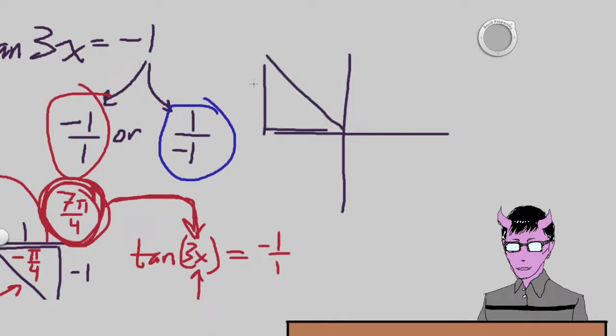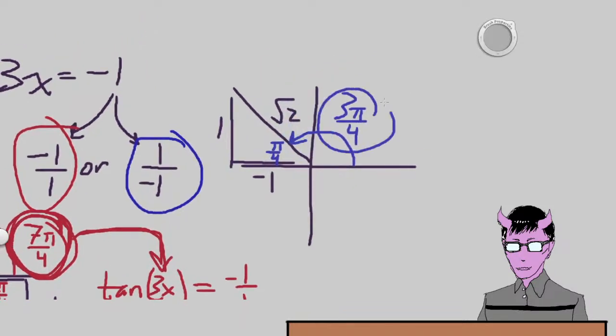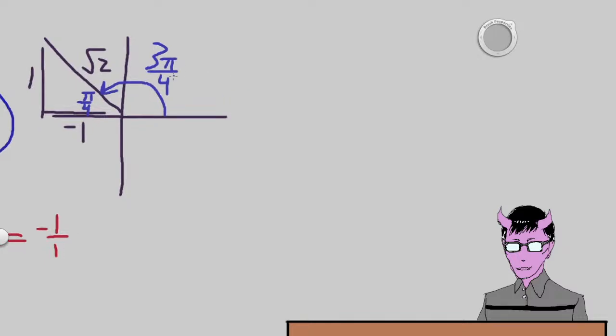Alright, we have a positive 1 opposite ratio to the negative 1. This is going to be standard 45, 45, 90. So from here to there, this is pi over 4. We're pi over 4 short of a half circle. So 4 minus 1 is 3. So this angle is 3 pi over 4. That's the basis of our answer. We have to account for all coterminal angles since we have no domain restrictions, so plus 2 pi k.